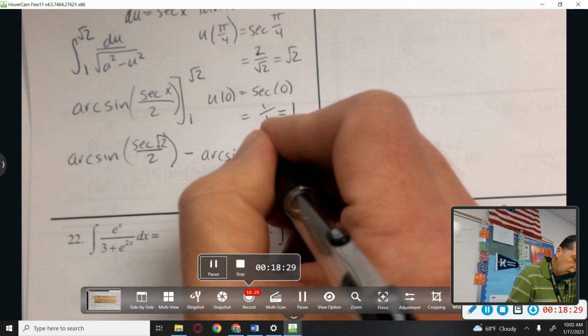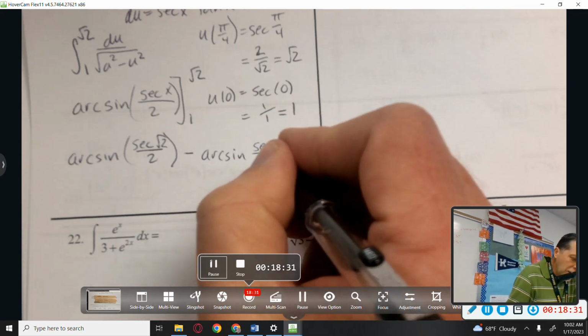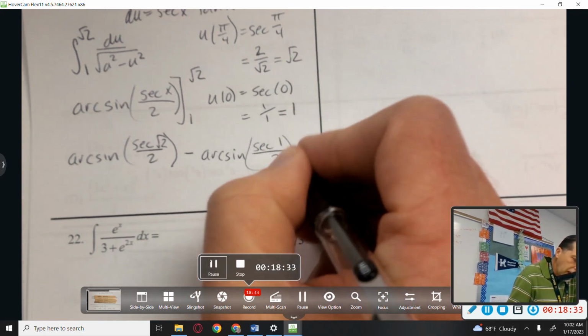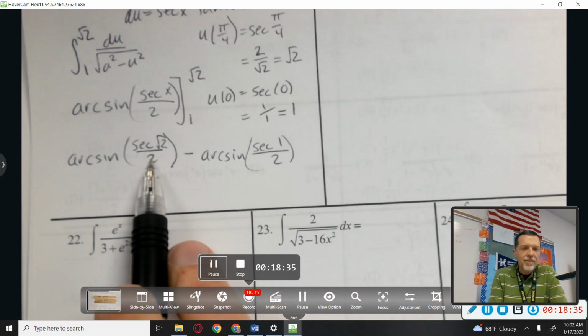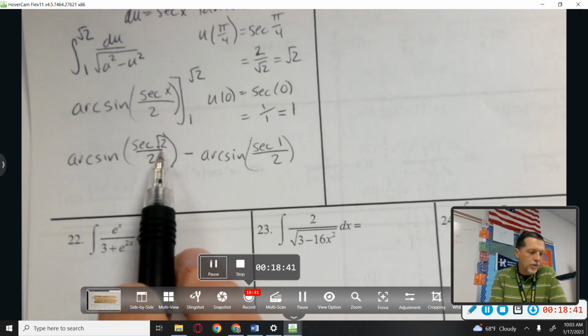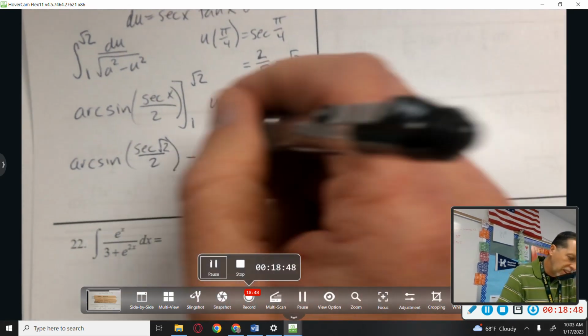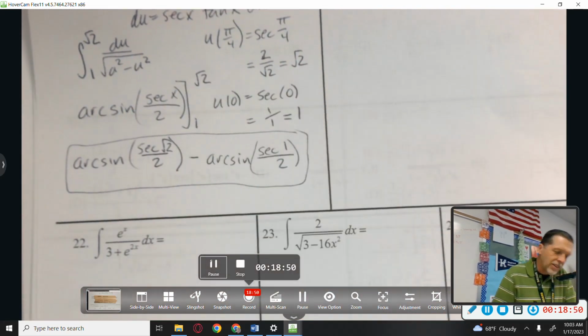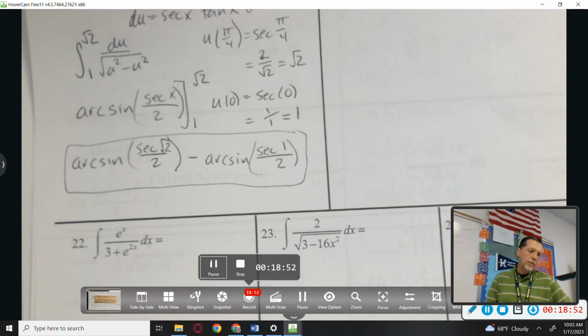Arc sine, and then we'll plug in 1, and it's the same issue. This is not what angle has a secant of root 2. That would be pi over 4. It's if the angle is root 2, what is the secant? You're like, well, I don't know. That doesn't really make sense to me. So we just leave it like this. Kind of an ugly answer, but it's an accurate answer.